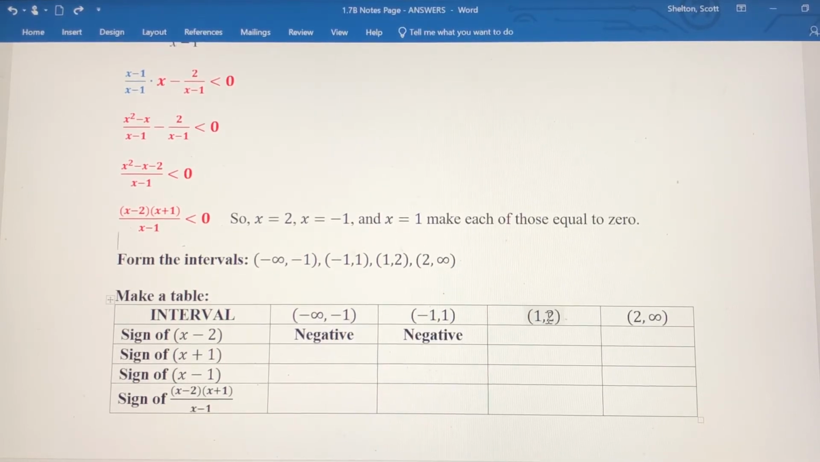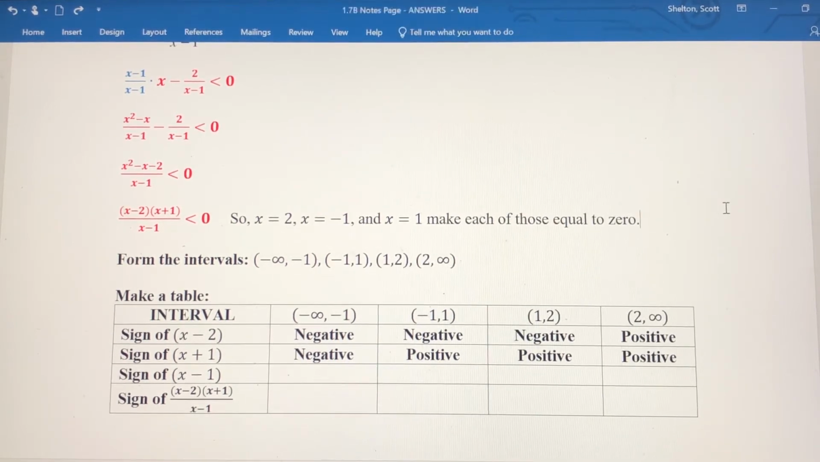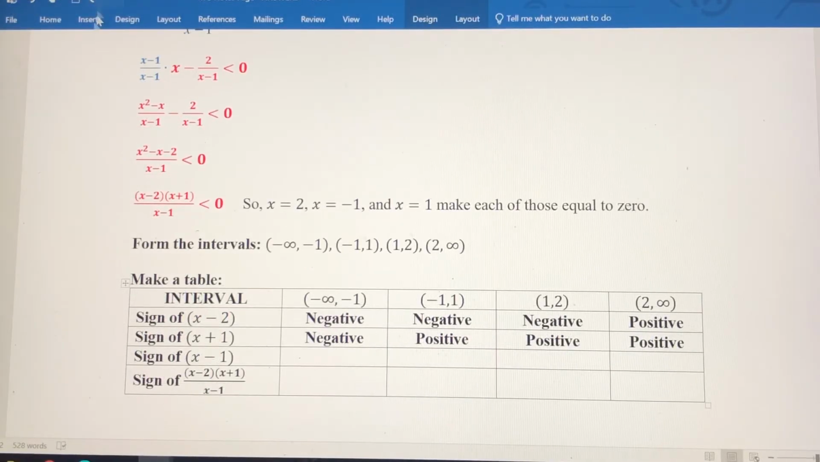A number between 1 and 2, like 1.5. So 1.5 minus 2 would be negative. And then if I plug in a number between 2 and infinity, like 3, 3 minus 2 is a positive value. Okay. So let's do the same thing for each of these factors. So plug in a negative 2. Negative 2 plus 1 is negative. Plug in 0. 0 plus 1 is positive. Plug in 1.5. 1.5 plus 1 is positive. And plug in 3. 3 plus 1 is positive. Okay?